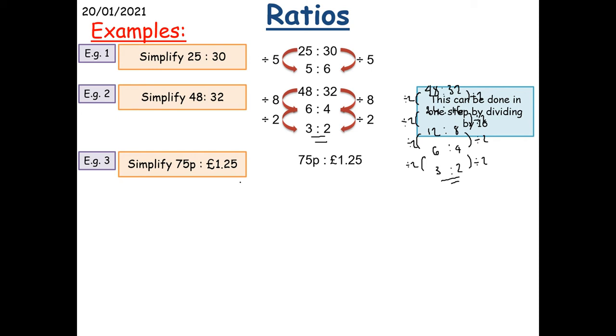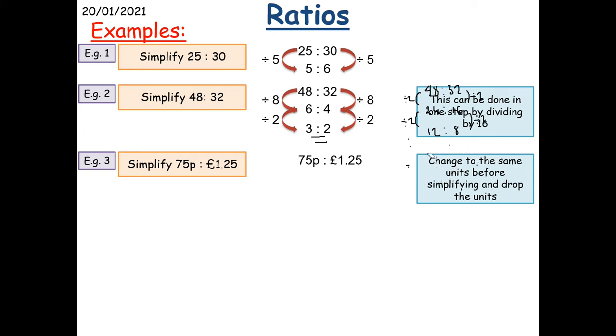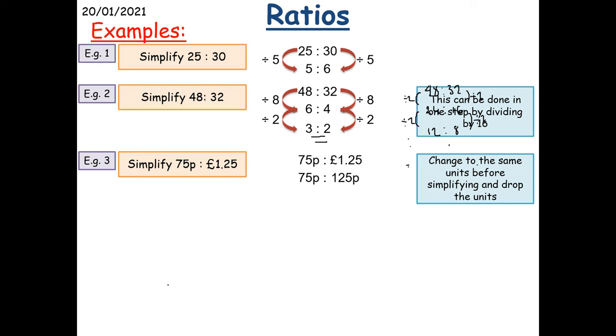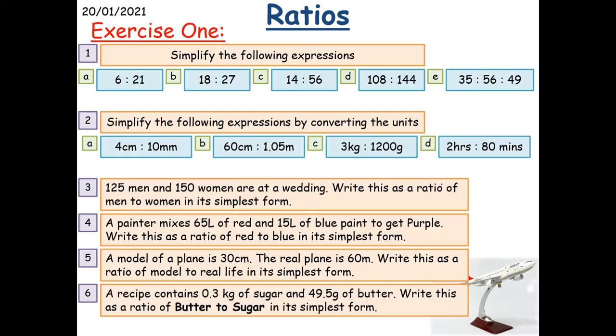Okay, so 75p to £1.25. Now the first thing I would suggest doing is to change the units into the same, so it makes it a bit easier. So 75p to 125p. Remember, when you remove that decimal point from the money, it transforms it into p. So 75p to 125p. Now to simplify this, you can divide both sides by 25, which gives you 3p to 5p.